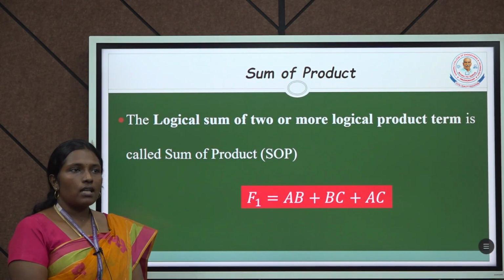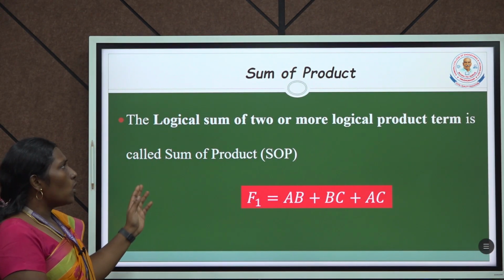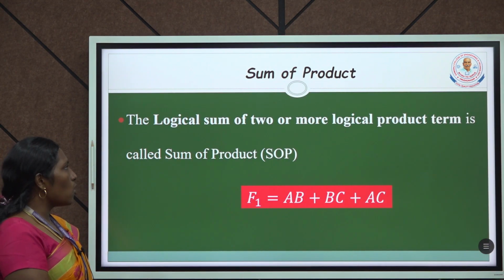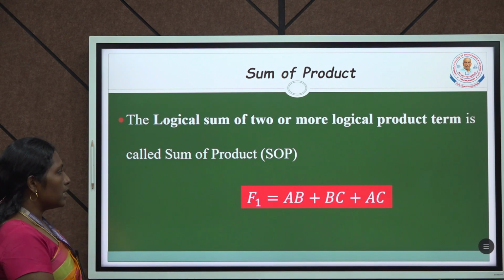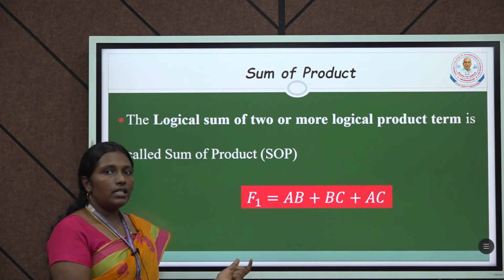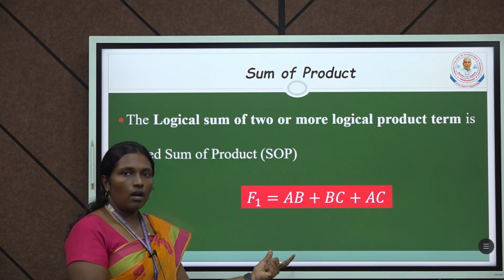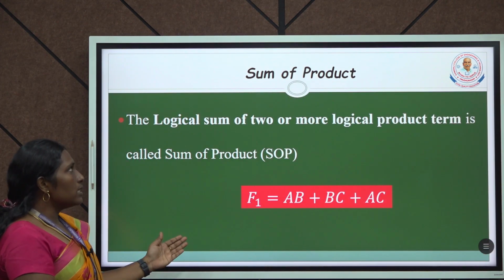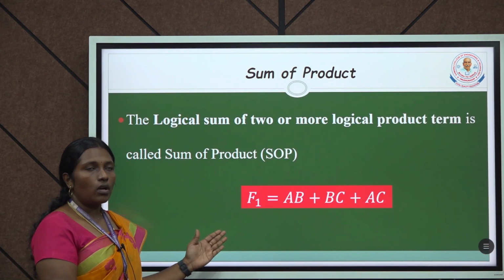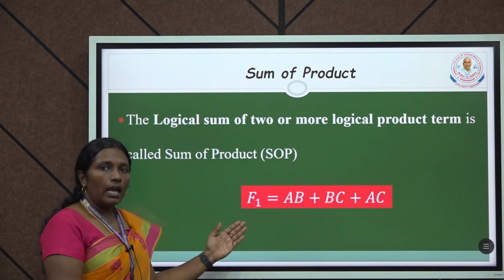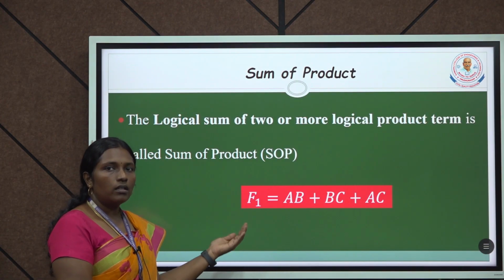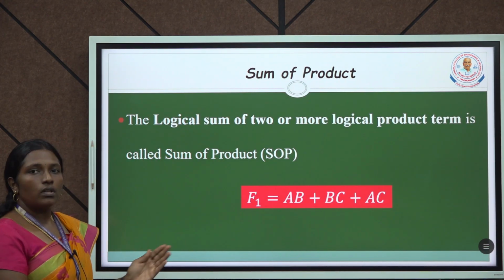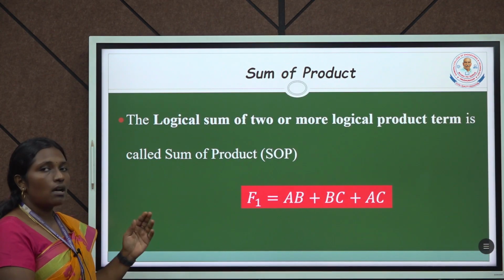So what is sum of product? The logical sum of two or more logical product terms is called sum of product. That is, the product terms are separated by the logical operation OR. This is the example expression for sum of product, that is AB, where the product terms are separated using this OR. So this kind of expression is called sum of product.